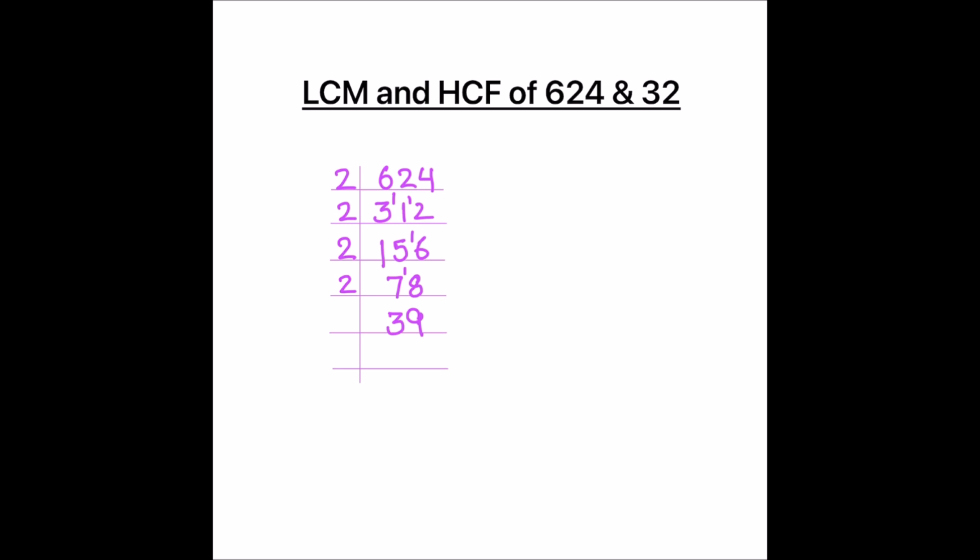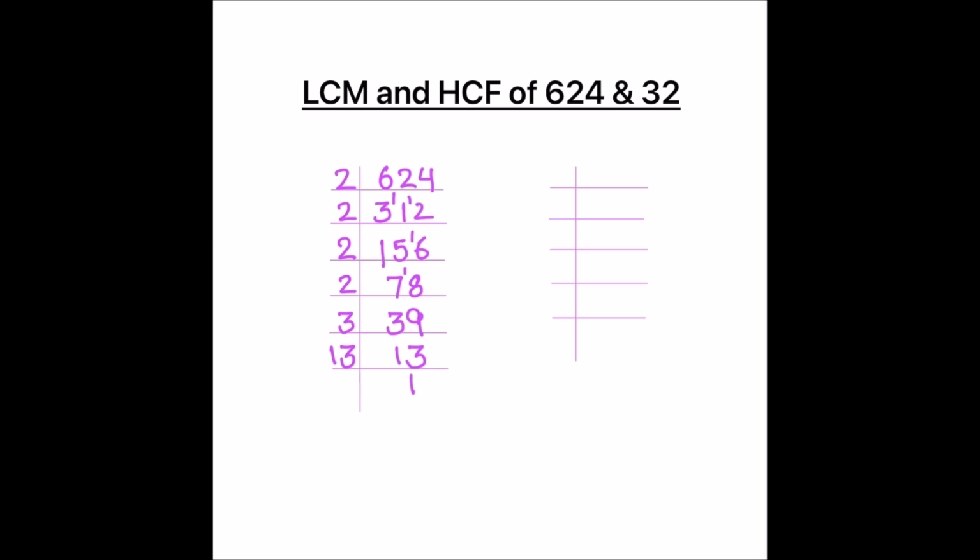Now 39 is not fully divisible by 2. So we are going to use number 3 to divide the number. 3 times 1 is 3. 3 times 3 is 9. And 13 is a prime number. It is only divisible by 13. 13 times 1 is 13.